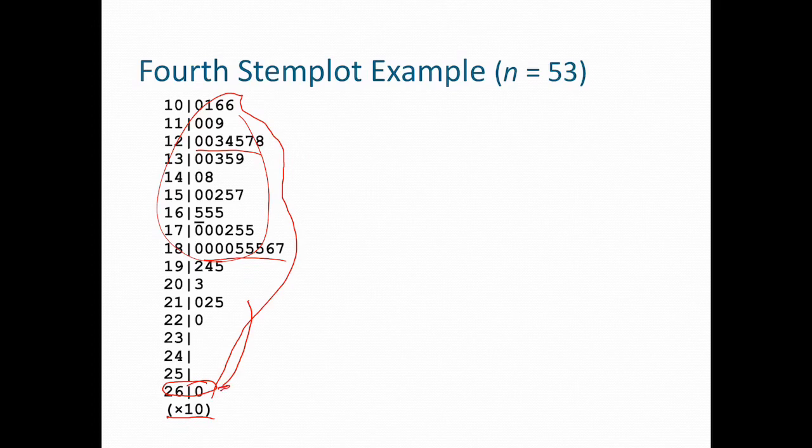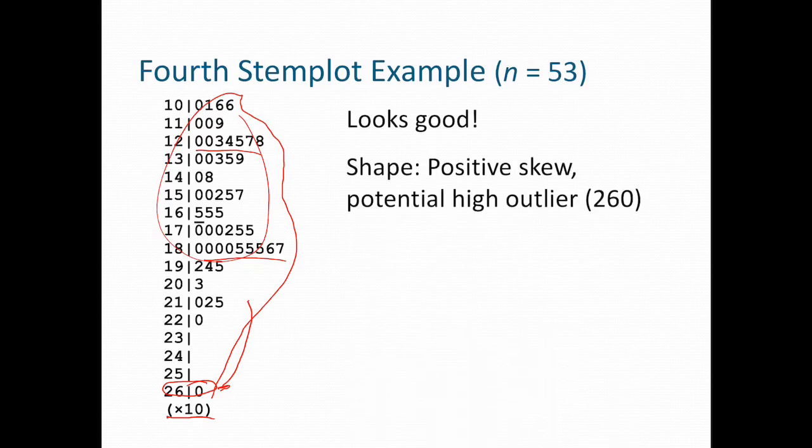So, cause for concern, it might be an outlier. But nonetheless, it looks better than if we just had 2 or 4 stems, because it's a little more spread out. So this one looks good. We have a shape, a positive skew, with a potential high outlier of 260, right?